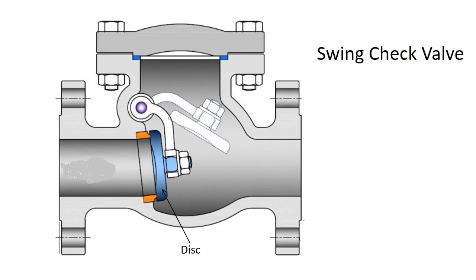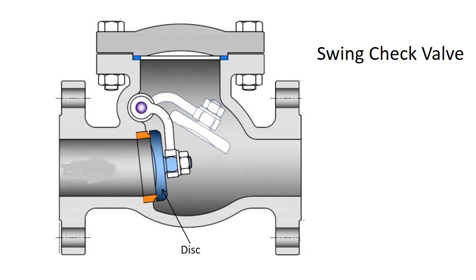A check valve is a valve that normally allows fluid to flow through it in only one direction. Here we use a swing check valve as an example. The movable part of this valve is a disc that swings on a hinge. When the fluid flows from the left, the fluid will push the disc off its seat to allow forward flow.